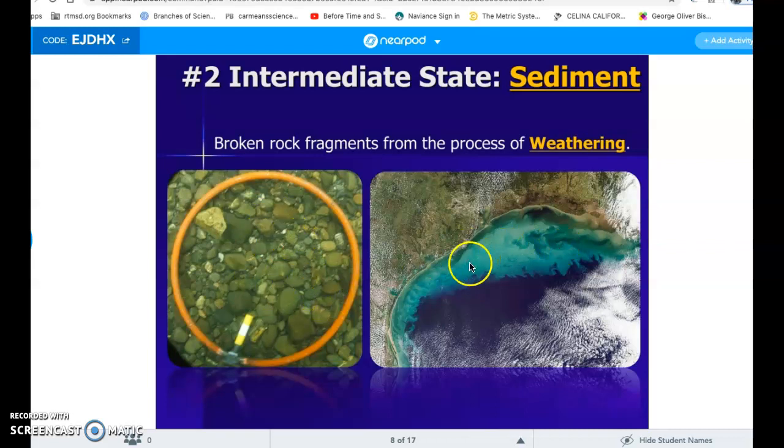And then the reason I have this picture here, this is the Gulf of Mexico, and you can see all of the sediment that is carried from the Mississippi River that's washed into the Gulf of Mexico down here, or the Mississippi Delta.